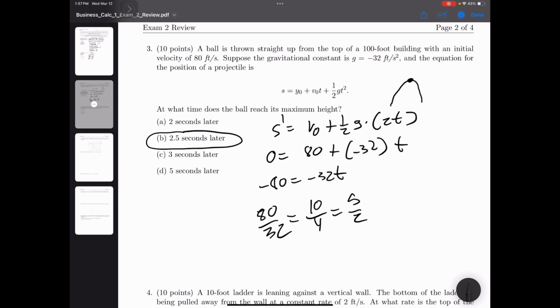If we want to know what that maximal height is, we just plug 2.5 in for t in our initial equation, where, of course, we started at the top of the 100-foot building. Notice that starting at the top of the 100-foot building and starting on the ground don't change our answer to this question, but it would change our answer to how high the projectile went.